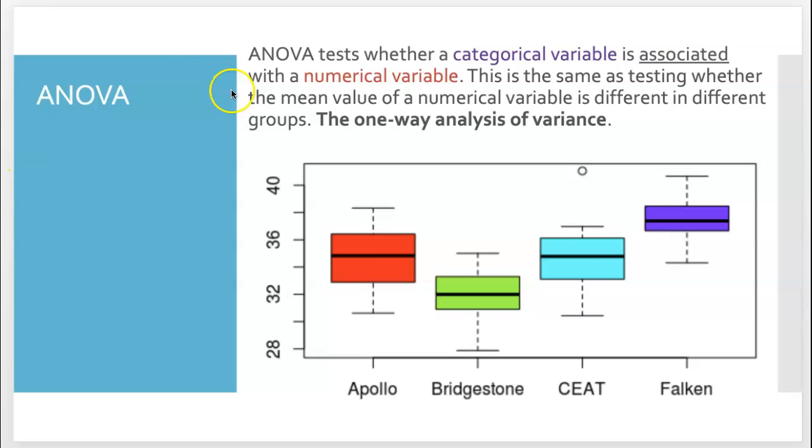ANOVA tests whether a categorical variable is associated with a numerical variable. This is the same as testing whether the mean value of a numerical variable is different in different groups.